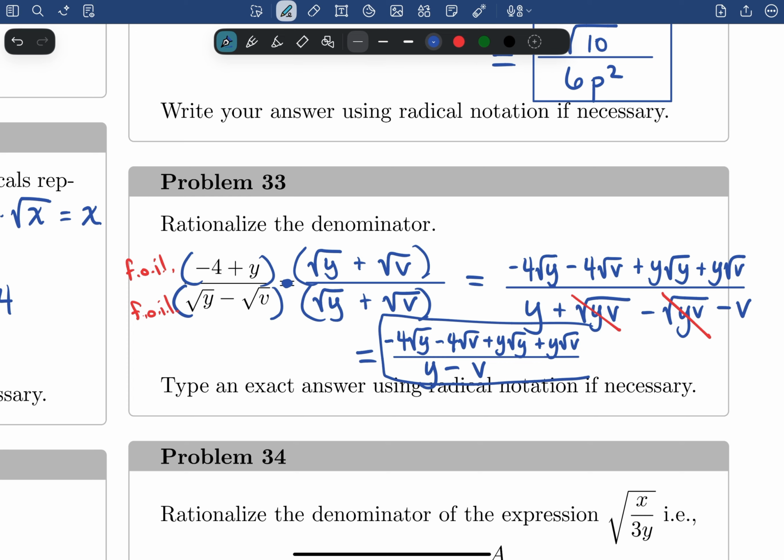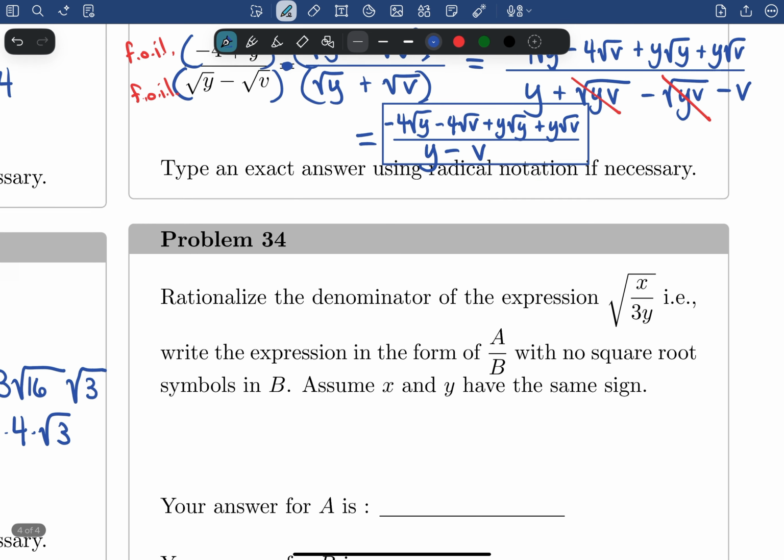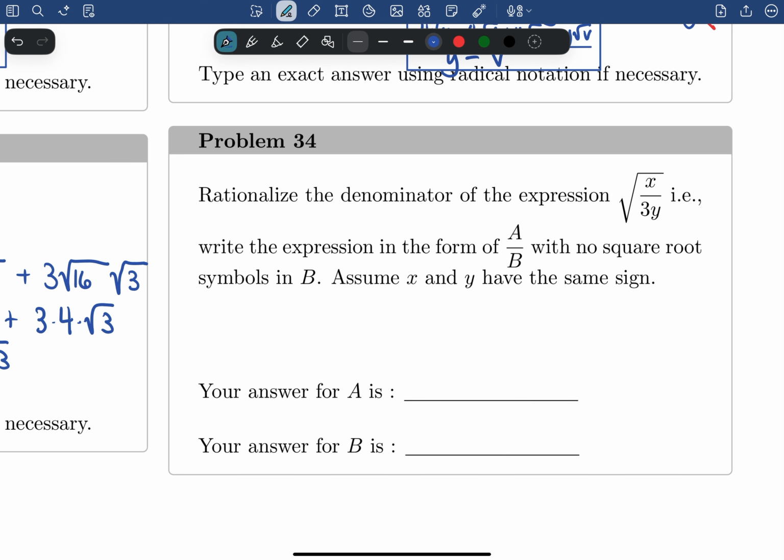I'm sticking to it. And we're going to move on to problem number 34, which is the final problem of this review. And it says to rationalize the denominator of the expression, the square root of x over 3y, and write the expression in the form of a over b with no square root symbols in b. Okay, assume x and y have the same sign. So what it wants me to do in the end is to rationalize the denominator. Okay, that's the objective. So I'm going to take what I have, the square root of x over 3y, and I'll show you what I do.